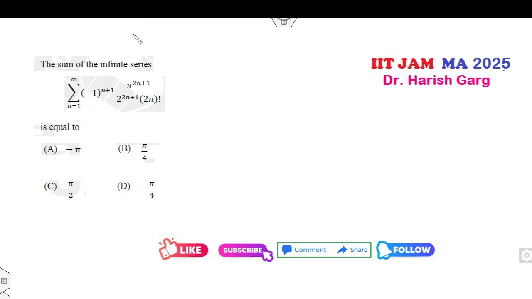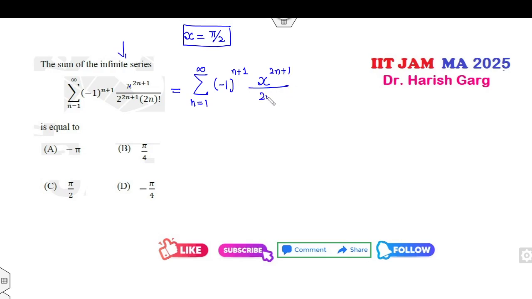Now the first question is related to infinite series, and this is a very simple question. If you look at this series, it starts from 1 to infinity, minus 1 raised to power n plus 1, and you can see pi by 2. I can consider x as pi by 2. So this series becomes 2x raised to power 2n plus 1 over 2n factorial.